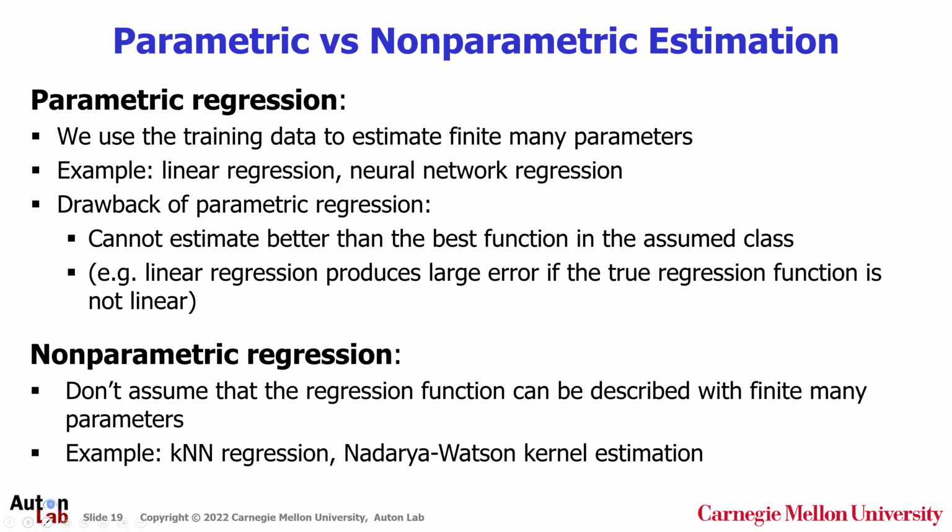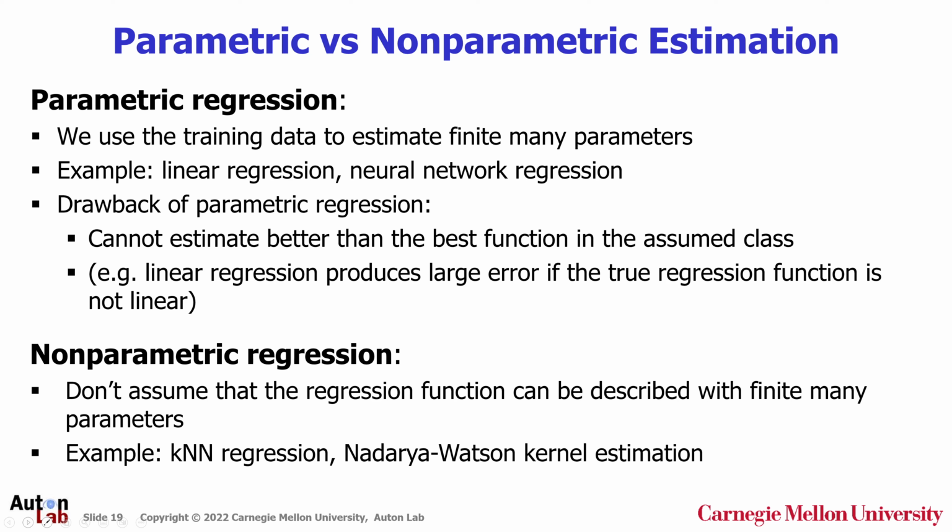Parametric methods use the training data to estimate finitely many parameters and then use these finitely many parameters to create a regression function. Some examples for this are linear regression, polynomial regression, or neural network regression. A major drawback of parametric methods is that they cannot be better than the best function in the assumed parametric class. For example, linear regression methods might produce large error if the true regression function that they want to approximate is not linear.